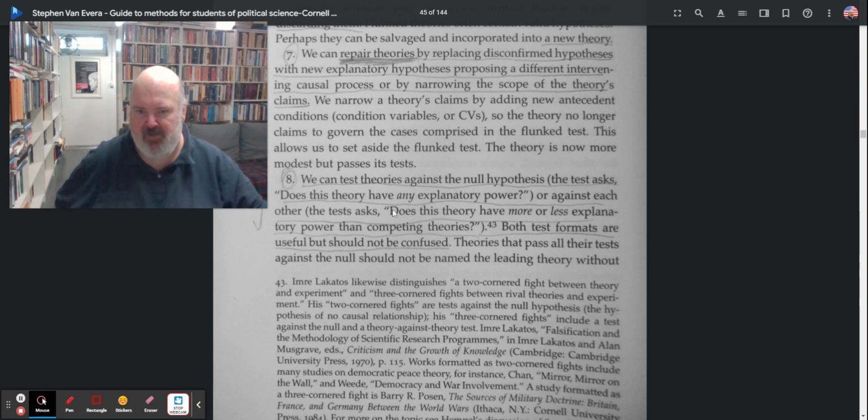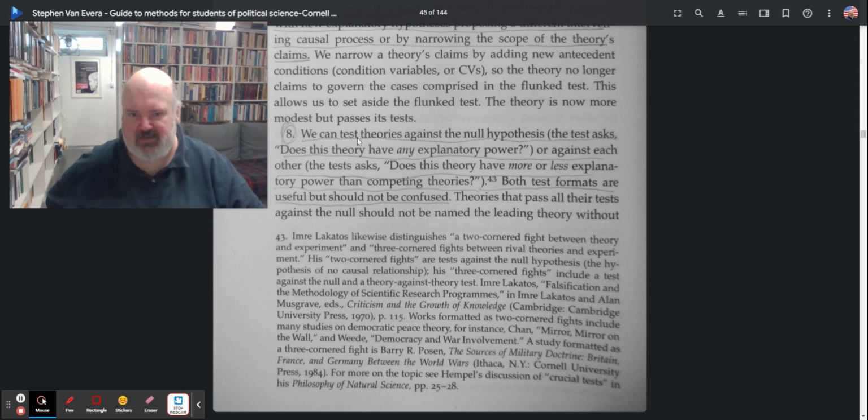Eight, we can test theories against the null hypothesis. The test asks, does this theory have any explanatory value? Or we can test theories against each other. The test asks, does this theory have more or less explanatory power than competing theories?